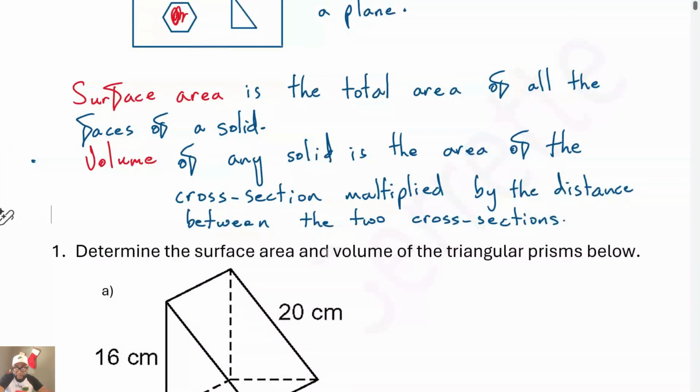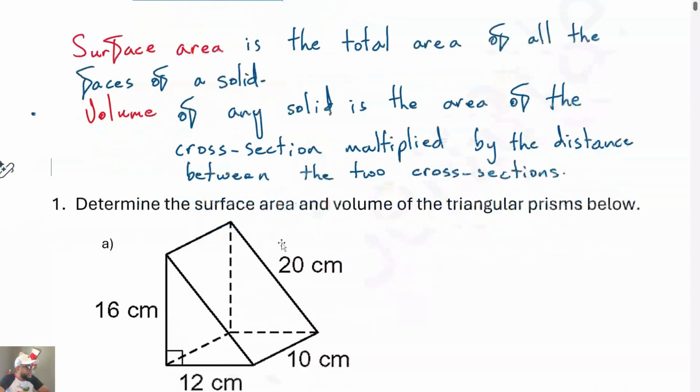Everybody good there? So now, prior to today, because I'm doing a lot of research to try to get these things out to you all much better, when teachers teach volume, they usually say the area of the cross section multiplied by the length or the height. I'm sure I used to say length or height. So I'm moving away from that and calling it the distance between the two cross sections.